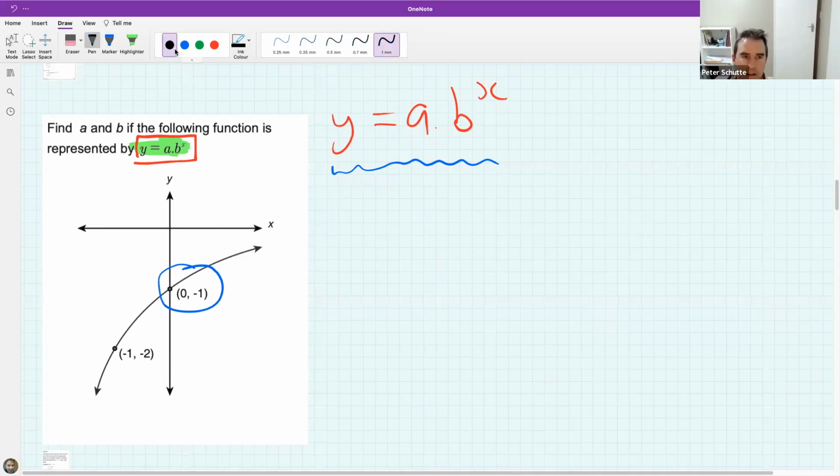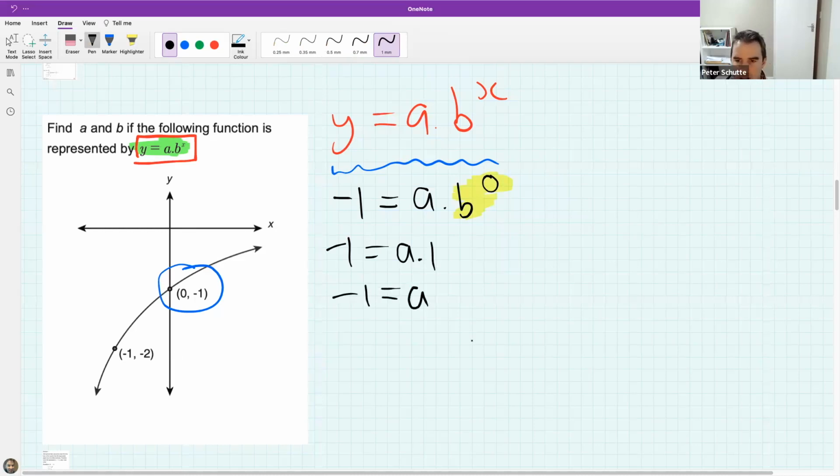Y is equal to -1. Okay, so you go -1 for Y. And then 0. Okay, now what does that help us figure out? What do you know about anything to the power of 0? Naomi's onto this. So I think that you just helped me figure out that A is -1, because B to the power of 0 must be 1.